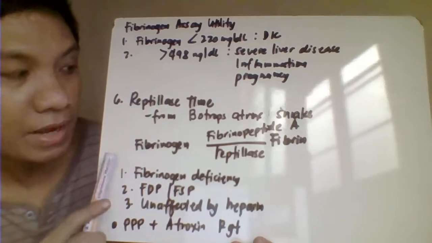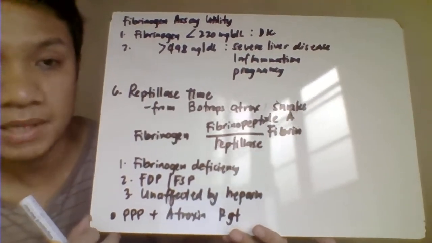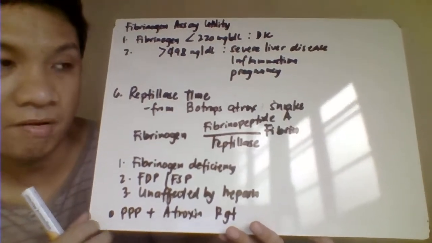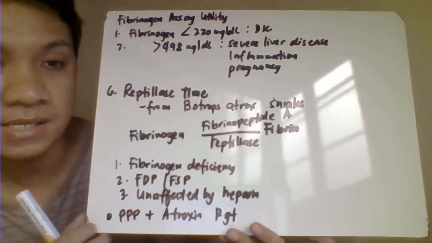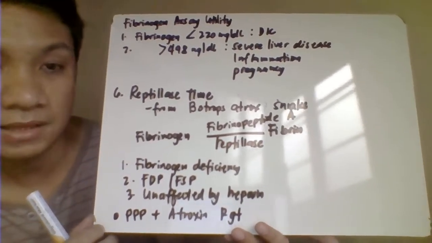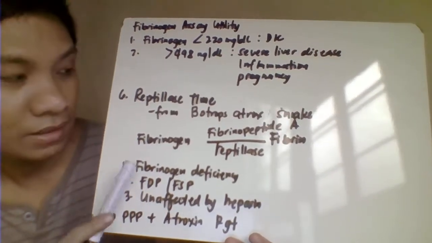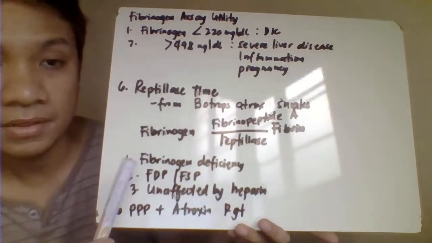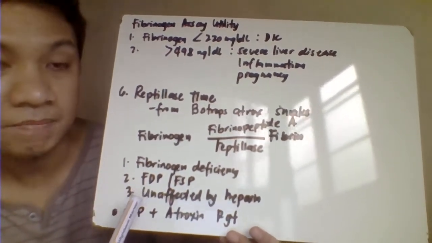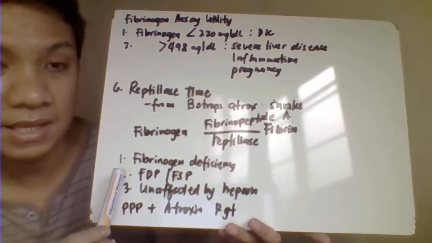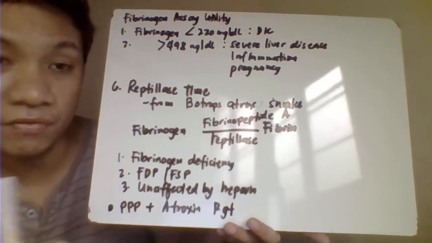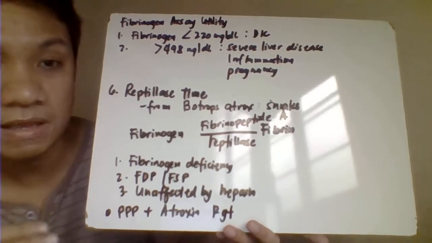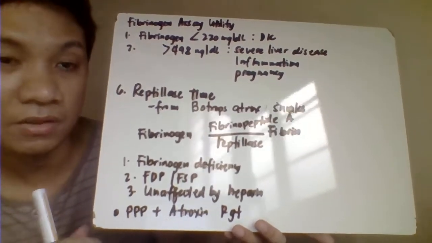For the next test, we have your reptilase time. For reptilase time, we are using another reagent extracted from a very poisonous snake, the Bothrops atrox snake. This one parallels the results of your thrombin time, only that it can convert your fibrinogen to your fibrin clot, but it differs from the action of your thrombin.